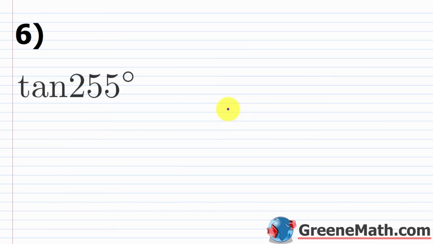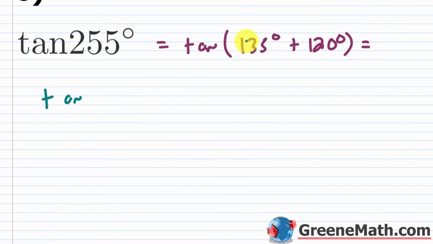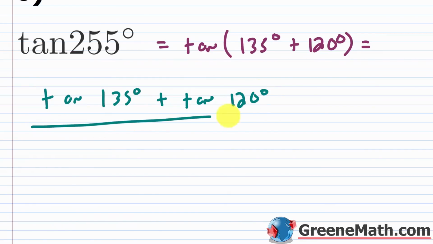All right, for problem 6, we want to find the tangent of 255 degrees. So this would be the tangent of, let's go ahead and say 135 degrees plus 120 degrees. So this would be tangent of the first guy, so 135 degrees, then plus the tangent of the second guy, so 120 degrees. This is over 1 minus, so again, this sign right here is going to match this sign, and it's going to be different from this sign. So that's how I remember it.